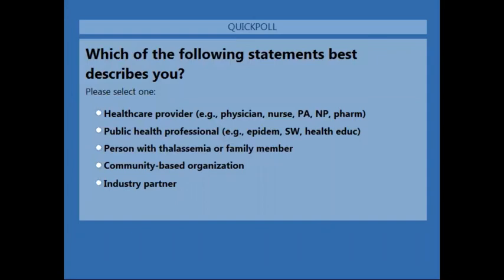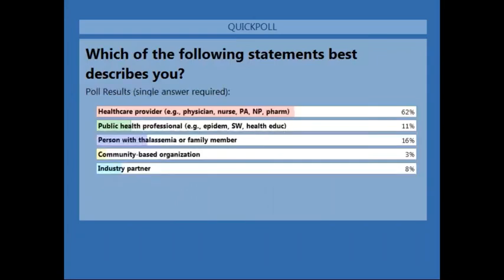So the poll shows that the audience today, 62% are healthcare providers, 11% are public health professionals, 16% are persons with thalassemia or a family member, 3% are community-based organizations, and 8% are industry partners.